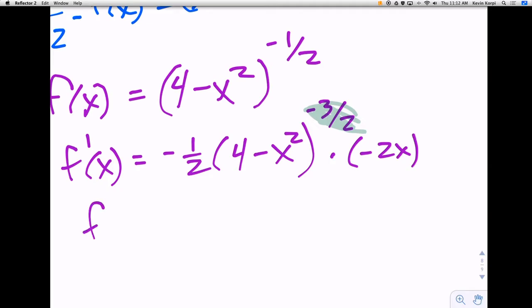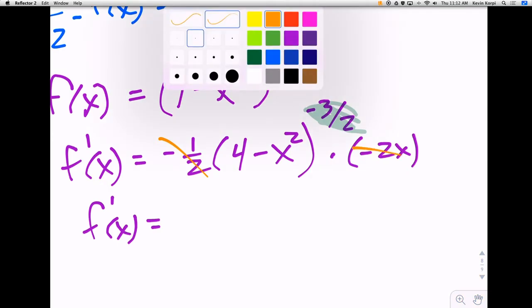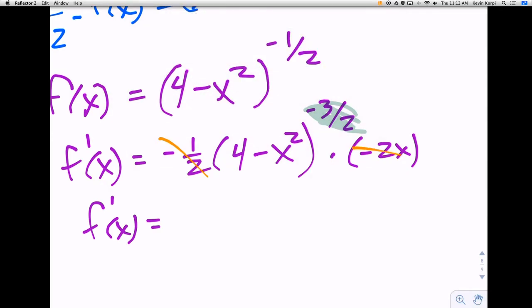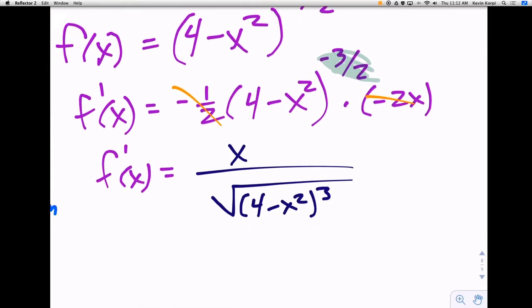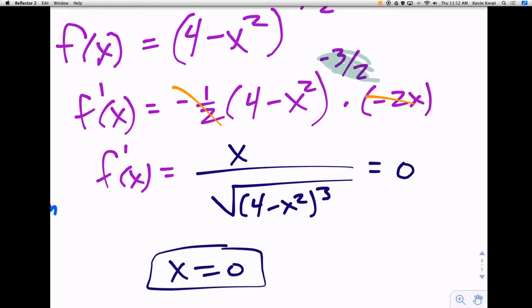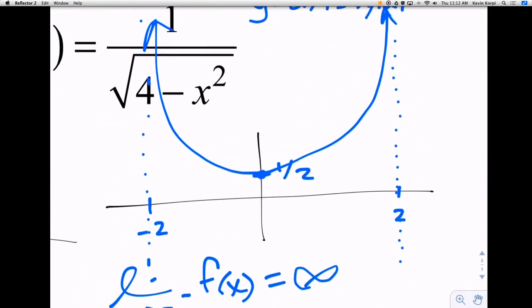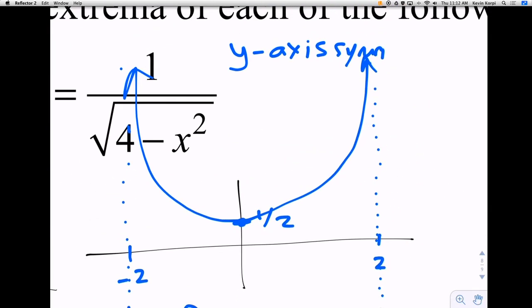All right, so if I simplify that, just to make it easier to work with, I notice that a negative 1/2 times a negative 2, what happens? They divide out, and I'm left with an x over the square root of 4 minus x squared, cubed. We know the answer now, don't we? If I set this whole thing equal to 0, it's going to be when x is equal to 0, and that's the only critical value that I have. So that's the only horizontal tangent that I have. So indeed, the graph must look like that.